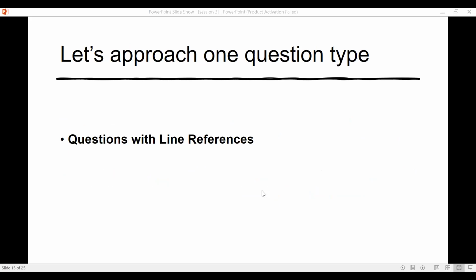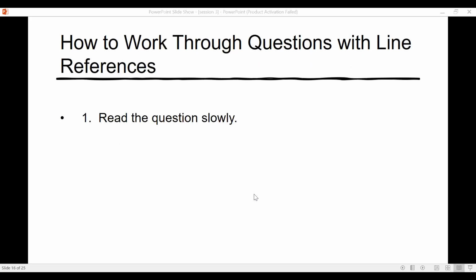Now, let's approach one question type. We're going to now get closer to approaching one question type. The first type of questions that we're going to approach is the question with a line reference. So you're given a question, you're given a line reference in the heading of the question, and you are asked a certain question about this line referenced part, and you are given 4 answer choices to choose from. So let's see how we're going to do that.